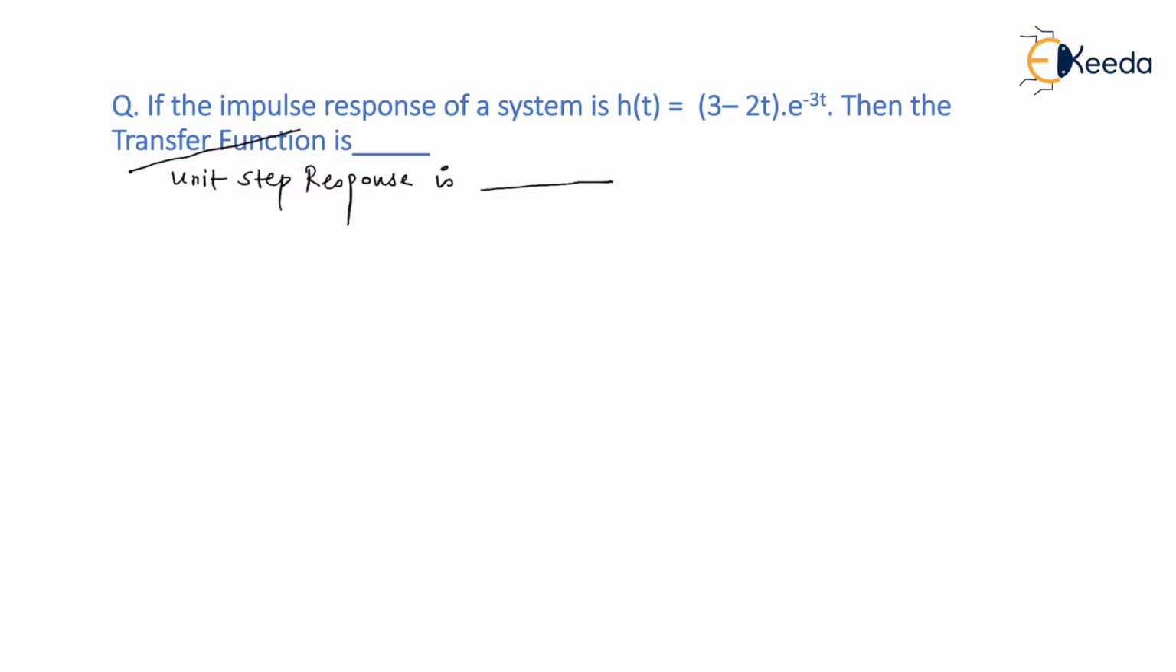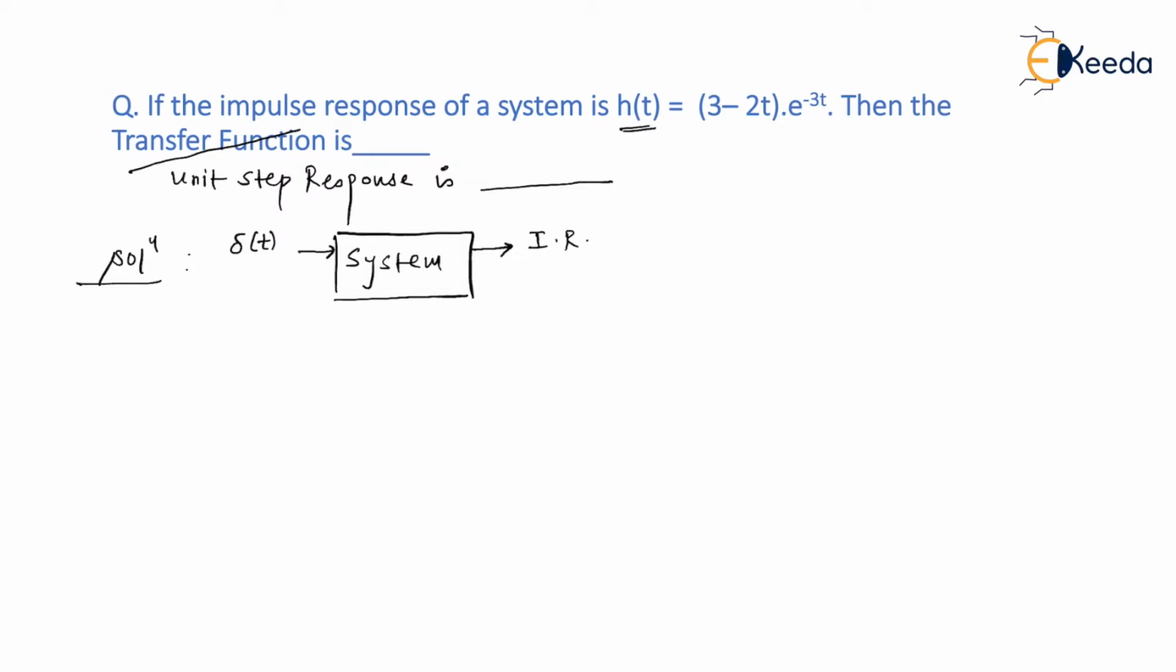So the question is, h(t) is given and they are asking you a unit step response. Let us discuss this in detail now. Suppose you have a system. For this system, let's say you are given delta(t). What is meant by delta(t)? Delta(t) is called an impulse input. Am I right? So whatever output that you get, it is called the impulse response.